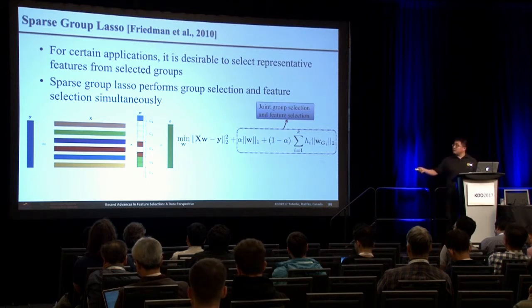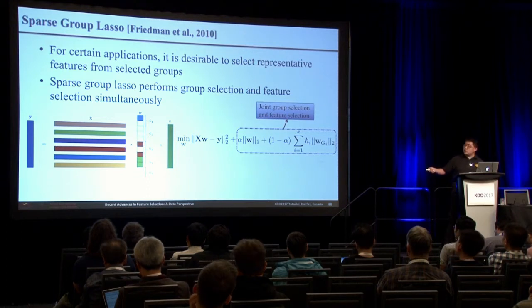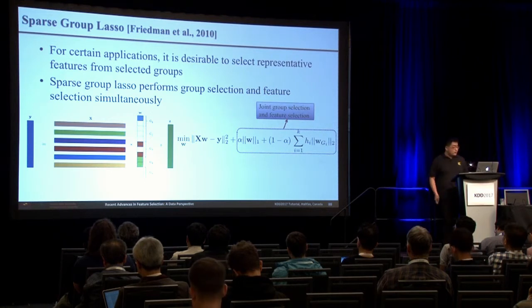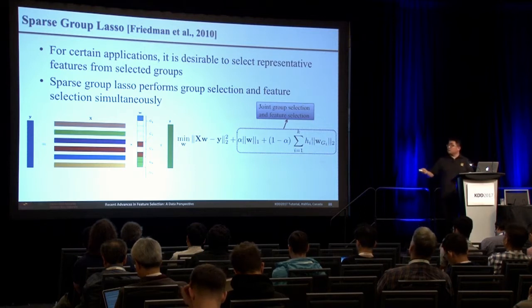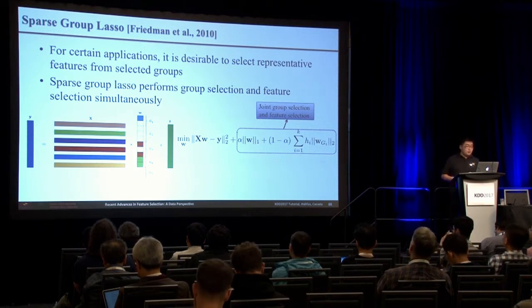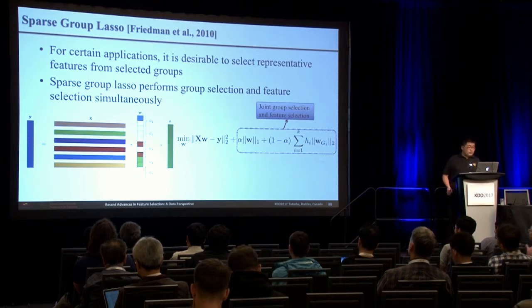Basically, we can see that we find 3 groups, G1, G3, and G4: the blue group, the orange group, and the green group. And we also achieve feature sparsity within the selected groups. For example, for the features in G1, only 1 feature is used, and for G3, only 2 features are used.